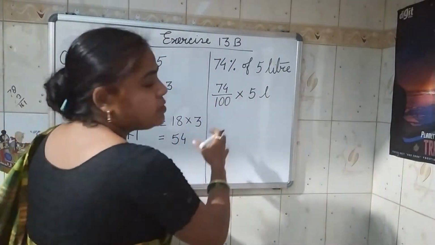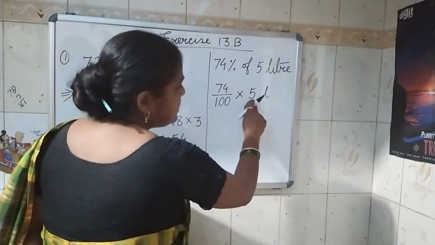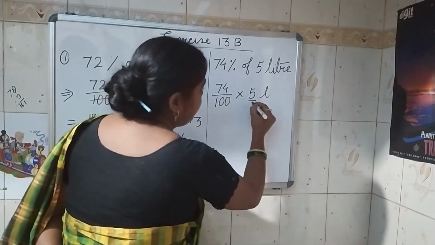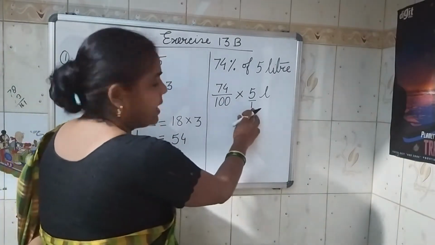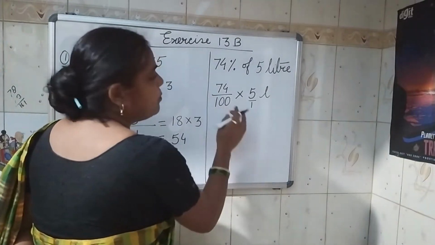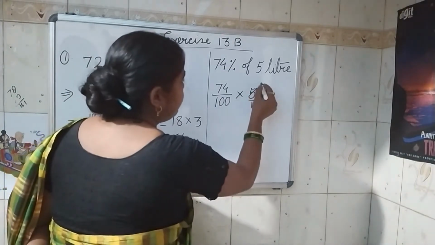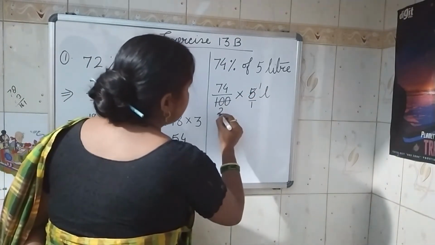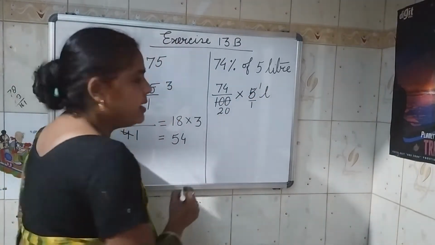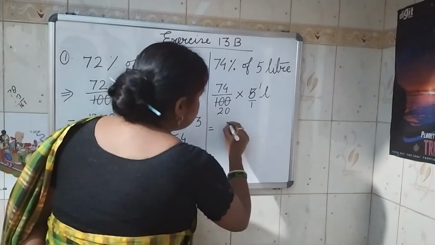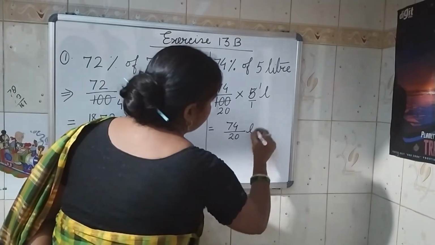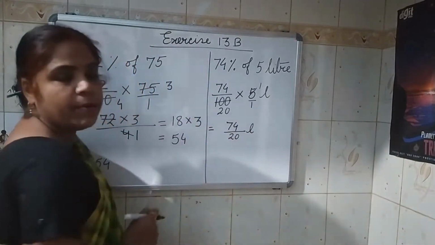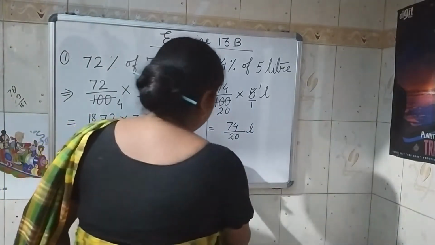Now we have to simplify it. 100 is divisible by 5. You can write 5 upon 1 also, just for your convenience. It's not compulsory to write. 5 and 100 are both divisible. So 5 ones are 5 and 5 twenties are 100. Clear? So we can write here 74 upon 20 liter. Now 74 is divisible by 20, so we can divide it.